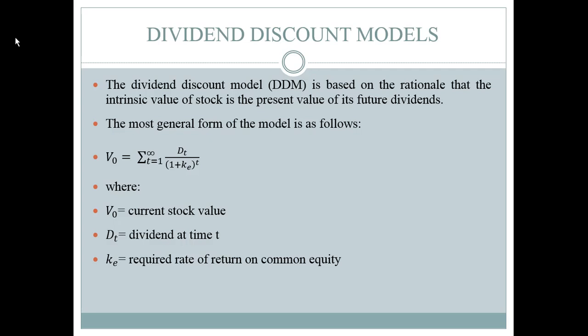We move on to dividend discount models. Basically the dividend discount model is based on the rationale that the intrinsic value of a stock is the present value of its future dividends. So what the dividend discount model does is, if you want to find the value of a stock today, you have to find the value of all the dividends that are expected to be received from that stock, and then you discount them. When you discount them, that's when you find the value of the corporation.